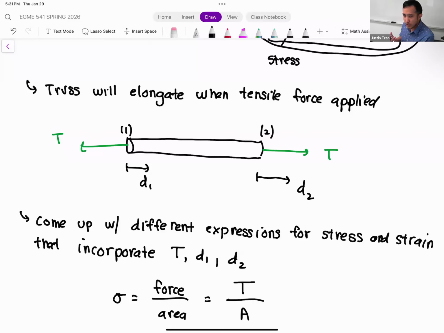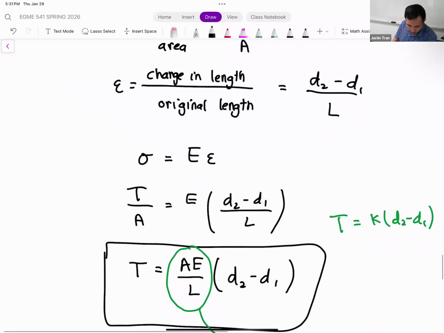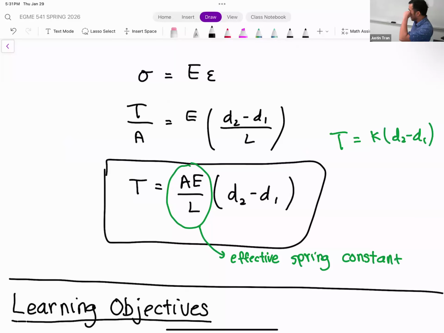We utilized the equations for the stress-strain relationship in the truss to obtain the following equation. The tensile force we apply on the truss is equal to the product of the cross-sectional area A, the Young's modulus E, divided by the length L, multiplied by the difference in displacement of the two endpoints, D2 minus D1.